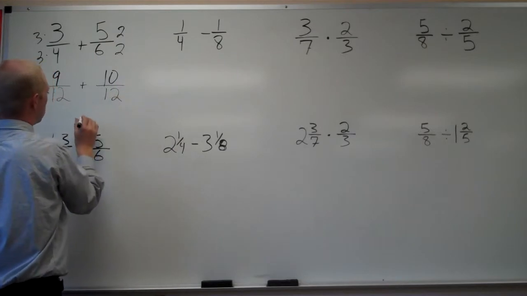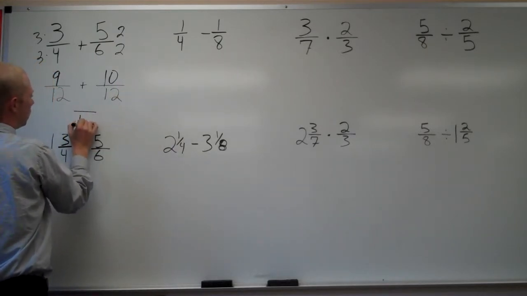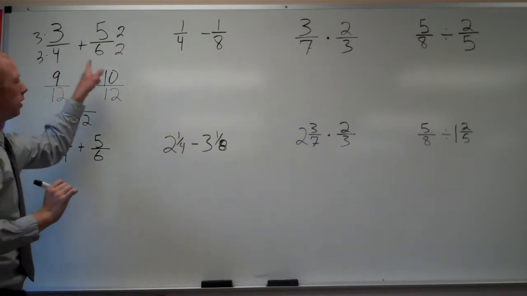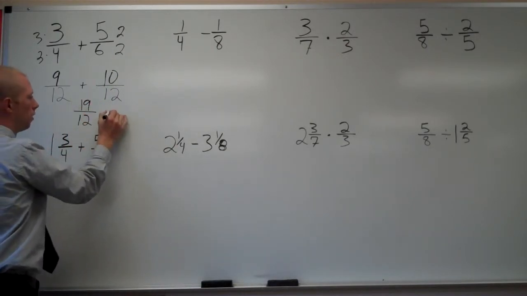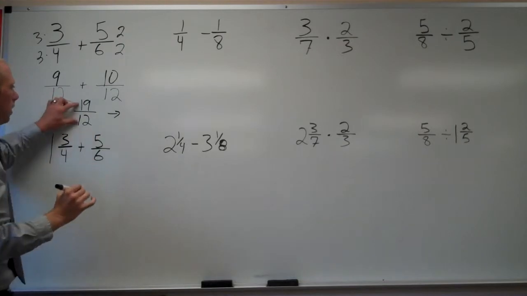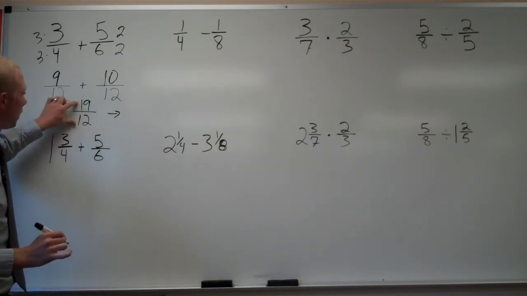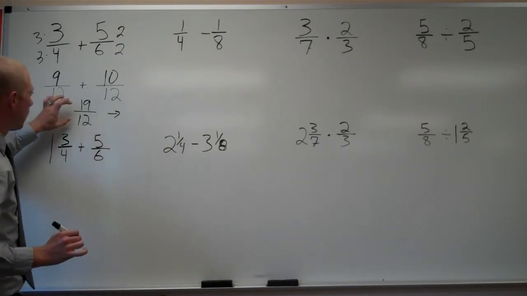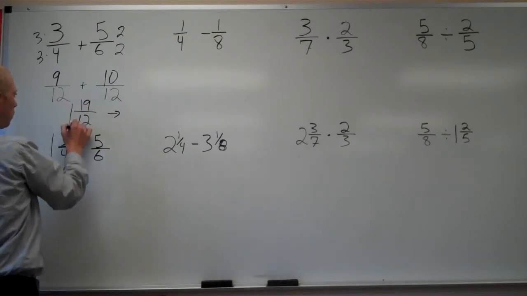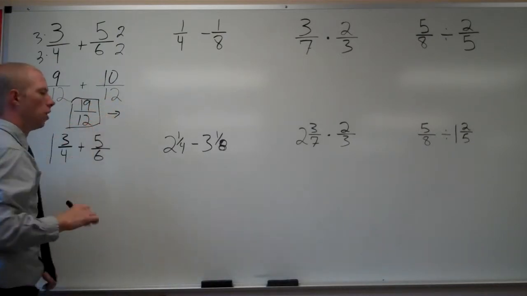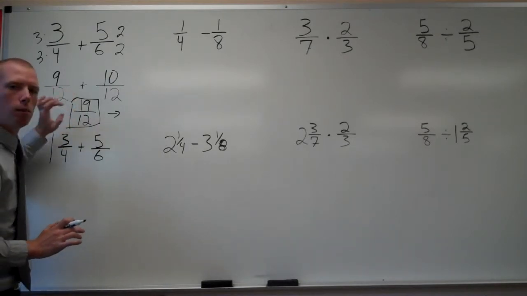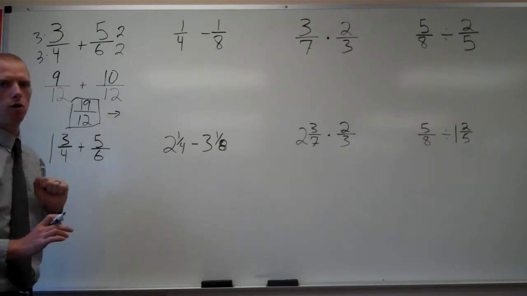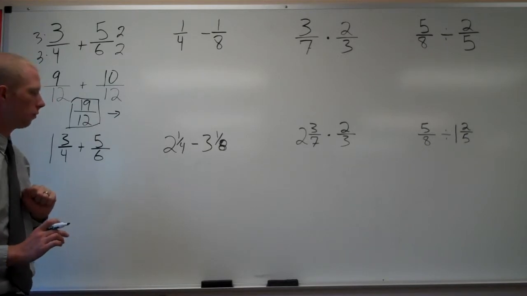At this point, my answer will be in twelfths. 9 plus 10 is 19. My last step is to say, can I reduce this? Well, if I can't reduce this, I can't. That is fine. That could be your answer right there. You could also change it to a mixed number if you want. For purposes of my Algebra 2 class, this is perfectly fine for an answer.